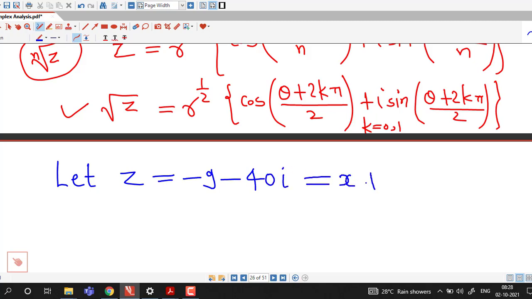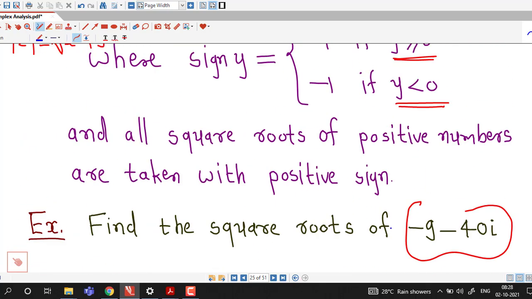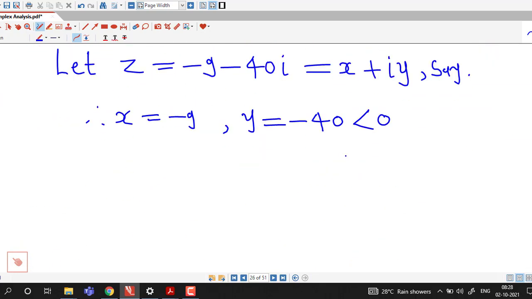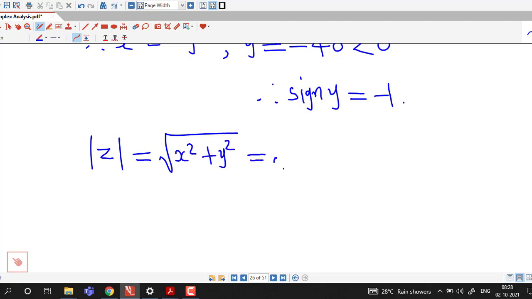So first we compare with x plus iy. If we compare with x plus iy, here x is minus 9 and y is minus 40. So we can see here y is negative, so we will consider sgn y equal to minus 1. Because y is negative, we consider sgn y equal to minus 1. And another thing we require is the absolute value of z, which by definition is the square root of x squared plus y squared.